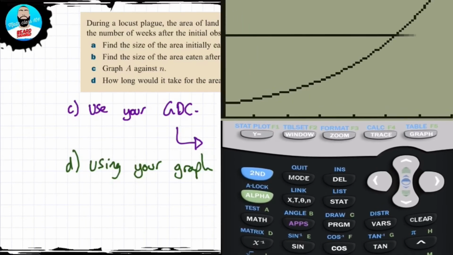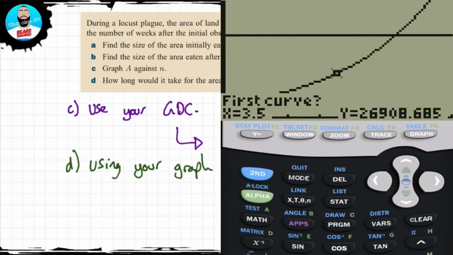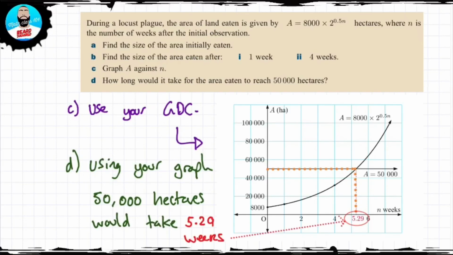Here I can see the intersection. I'm going to use that. I'm going to do shift calc or trace in order to find that intersection. So option 5 says intersection. It gives me an option to select the first curve and the second curve, and then make a guess, an approximation. And then you can see it says at y equals 50,000, I've got x at 5.2877124. So I'll round it up to 5.29 weeks. So 50,000 hectares would take 5.29 weeks, thereabouts.